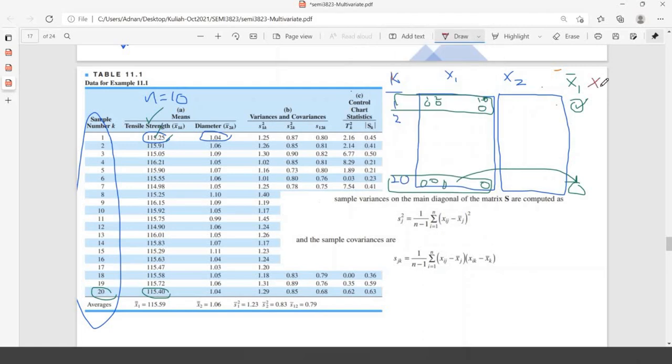Okay, x2 is coming from another set of measurements of diameter. This is diameter. He measured 10 units here, got the average, and he got this value, 1.04. This is what he got.